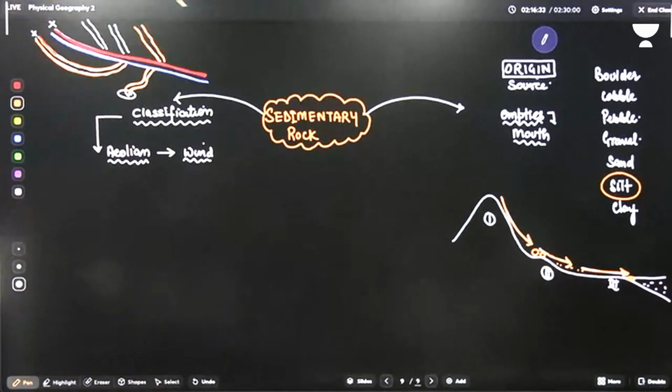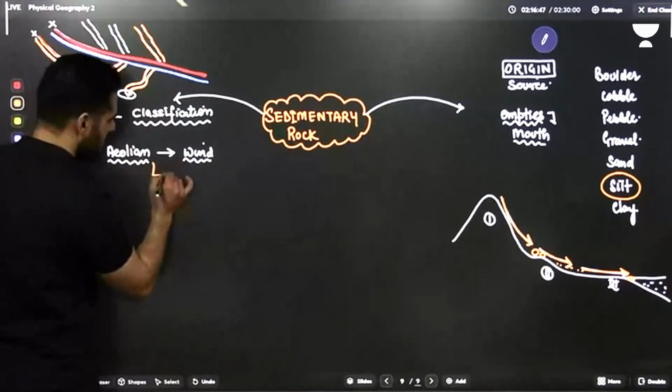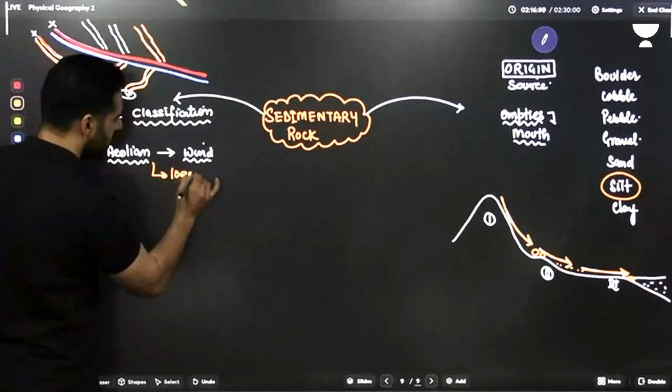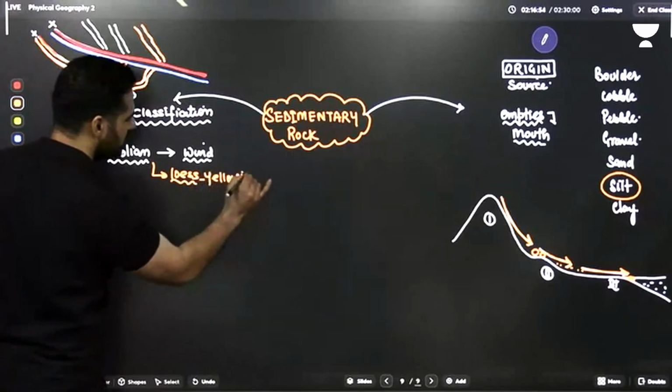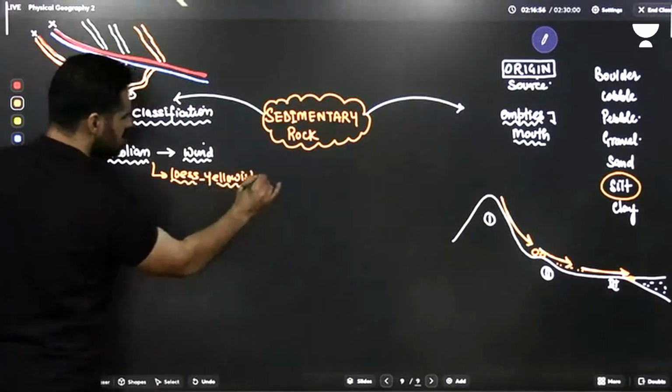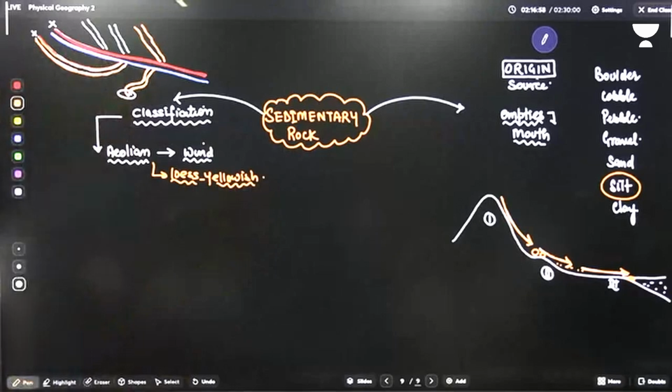So while wind blows in the deserts, it also carries sand along with it. Sand is of different sizes. The finest sand which it can carry up to a larger distance is called loess. What is it called? Loess. This loess is yellowish in color. What is it? Yellowish in color. So what is the finest sediment which wind can carry for a larger distance?